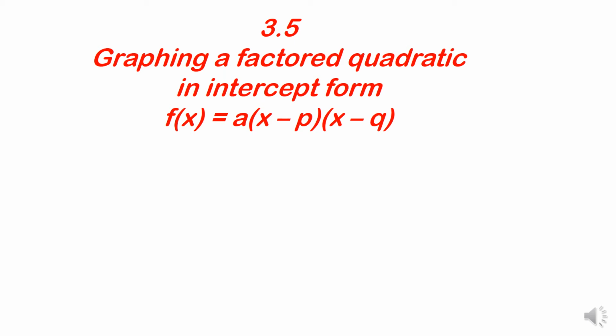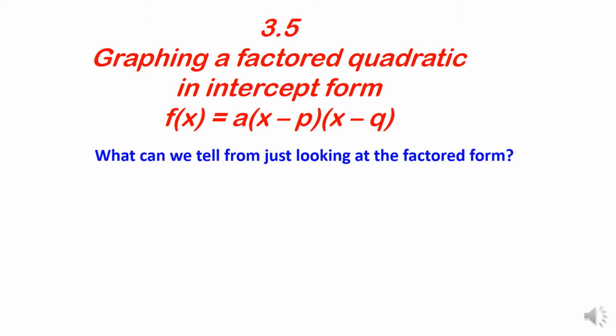Okay, today in IM2 we're going to learn about graphing a factored quadratic in intercept form, and this is section 3.5. So if you look at intercept form, it's the same as factored form, and it's important that you know what you can get. So let's ask, what can we tell from just looking at the factored form? Well, we can tell if there's a reflection. If a is positive, no reflection, and negative a is a sad face. We can tell that it has two intercepts. Okay, we can't tell what kind they are, but it gives us the two intercepts, the x-intercepts.